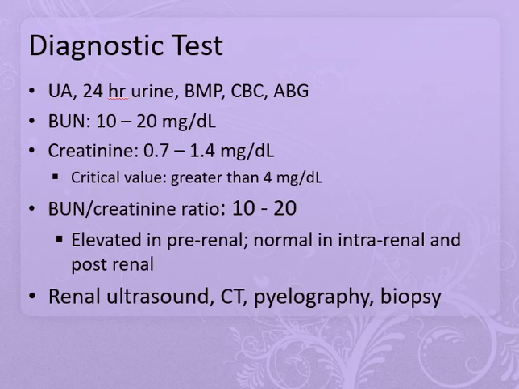0.7 to 1.4, so 7 to 14, put some decimals in there. A critical lab value is greater than 4 for this. Now, I've seen creatinines of 20 in acute kidney injury, but we're certainly concerned when it's higher than 4. Then we have a BUN creatinine ratio, and a normal ratio is 10 to 20.